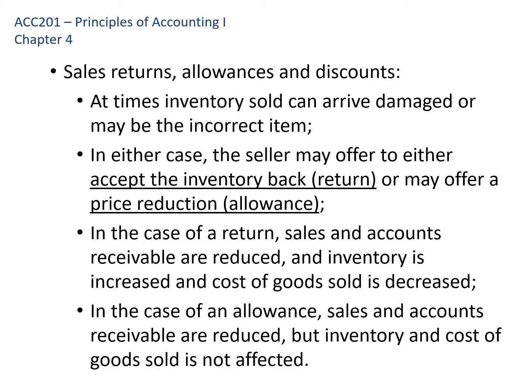So in the case of a return, we're going to reduce our sales and accounts receivable, and then we're going to increase our inventory and decrease our cost of goods sold. And I'll show you that in a grid in a minute. In the case of an allowance, we're just going to reduce sales and accounts receivable. We leave inventory and cost of goods sold alone because nothing is coming back to us. So think about the inventory that's coming back to us. If it's the incorrect item, well, we can put that back on the shelf and sell it to somebody else, so our inventory increases.